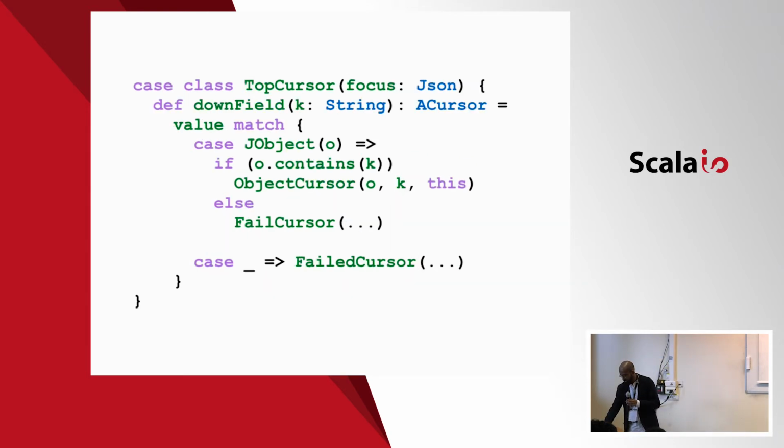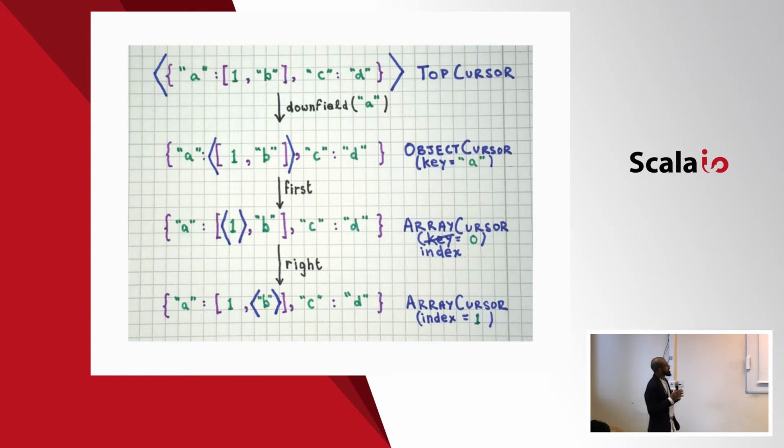Okay. And top cursor is finally the entire JSON object, and the only valid operation you can do on it is to go down a particular field, because in valid JSON, top cursor is always for an object, and you always go down to a particular field. I have pictures. So given the JSON object A: [1, B], and C: D, you can go down through A to the focus [1, B], right? And then use the first. So from the top cursor, you've now got an object cursor where the key is A, right?